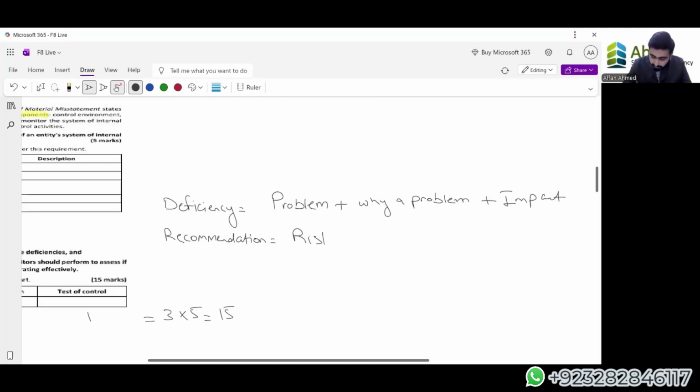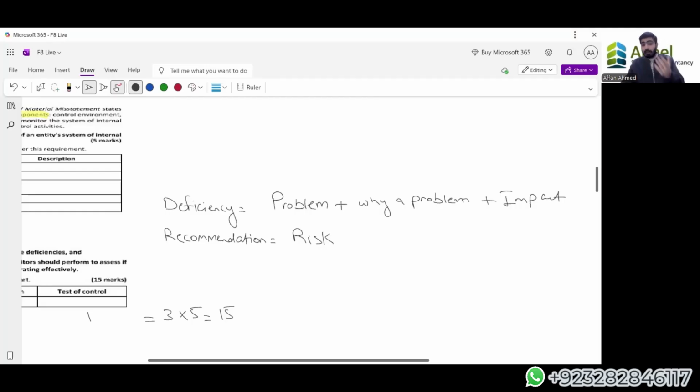If a student comes in and tells me that he or she is attempting, let's say, the F8 exam, and they are not studying as yet, they have not started as yet, this is a problem statement. What will be the risk here? The risk here will be that they might fail the exam.